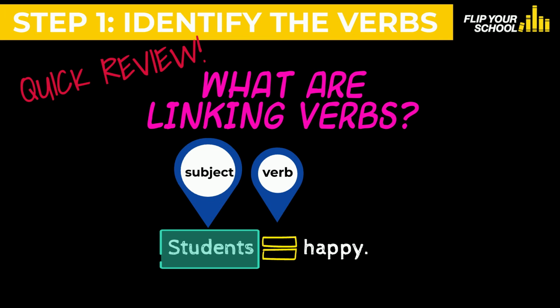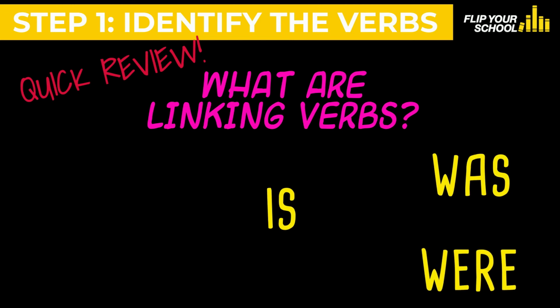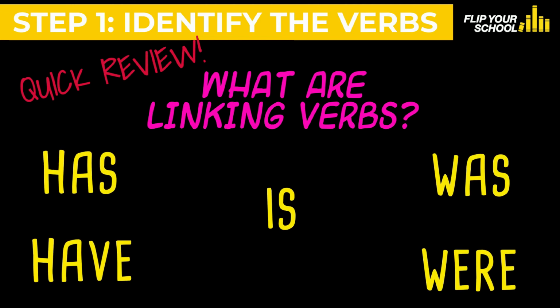Most of the common linking verbs that are easily confused in subject-verb agreement are forms of the verb to be, such as is, was, were, has, or have.